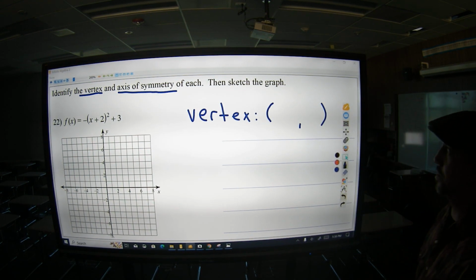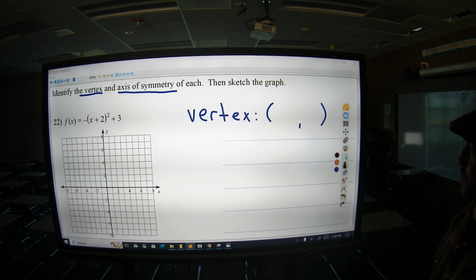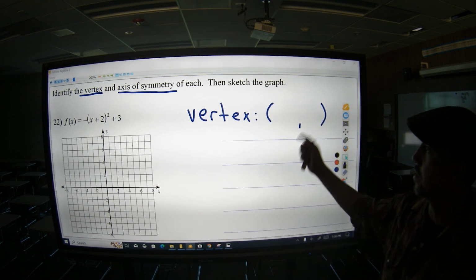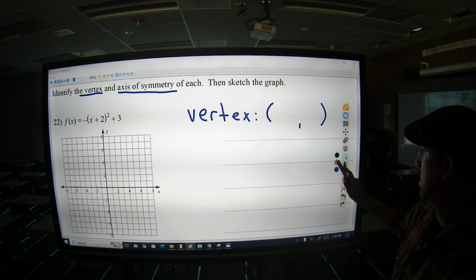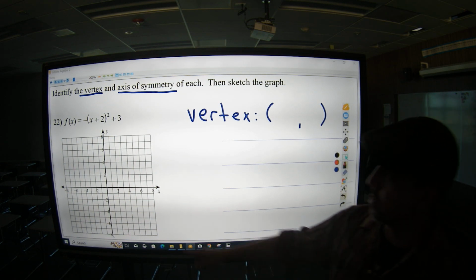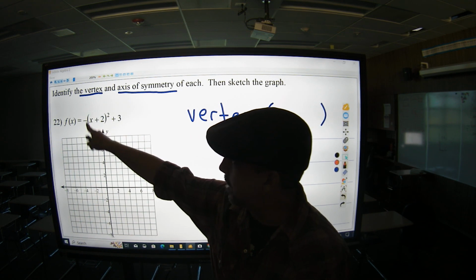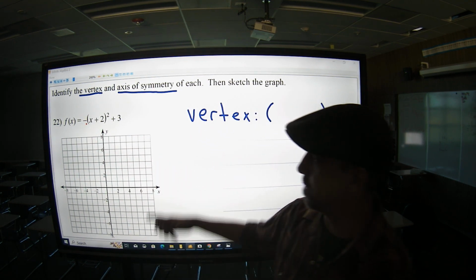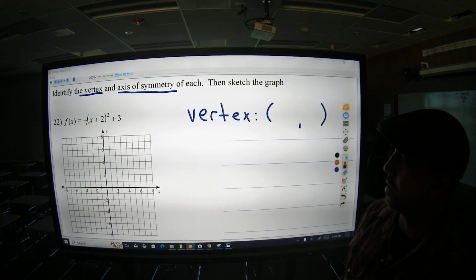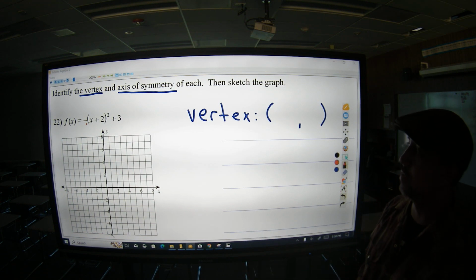Okay, you don't have to use a complete sentence. We're on the test and we'll have limited time. So you can go ahead and just write vertex, put a colon, and just give me the coordinates of the vertex. And in this case, we can see, okay, we're going to be drawing something that is not a happy parabola. This will be a sad parabola. This will be open downward because we know we have a leading negative.